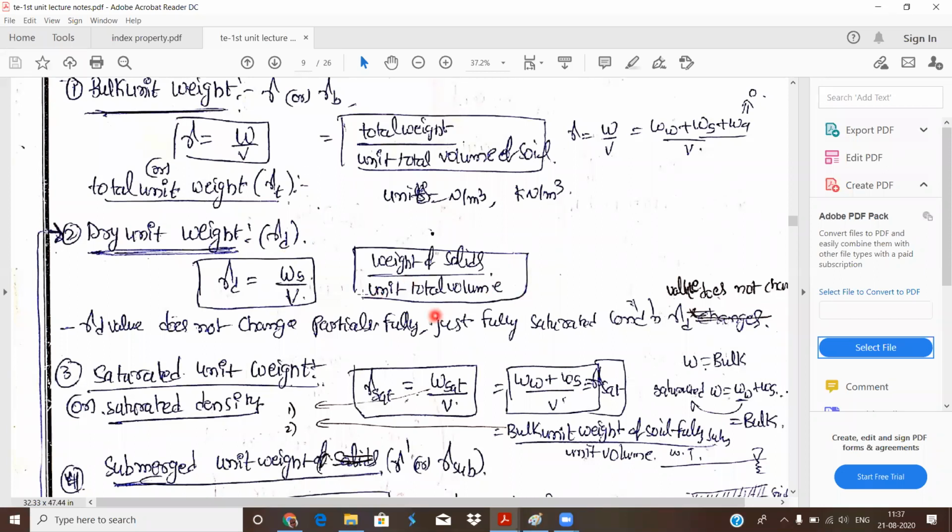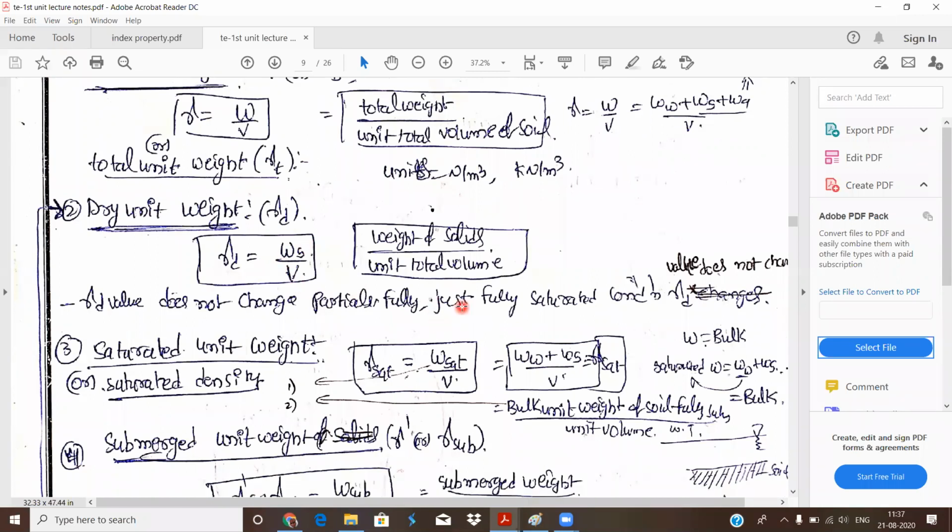Once again I am repeating, bulk unit weight is the total weight of the soil. But dry unit weight is related only to the weight of solids. It is the ratio of the weight of solids to the unit total volume of the soil.